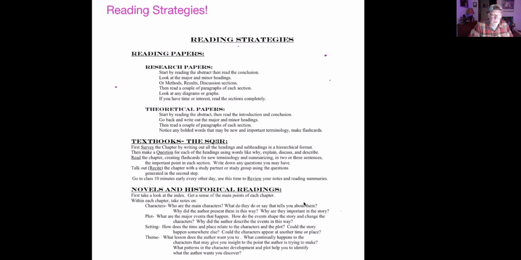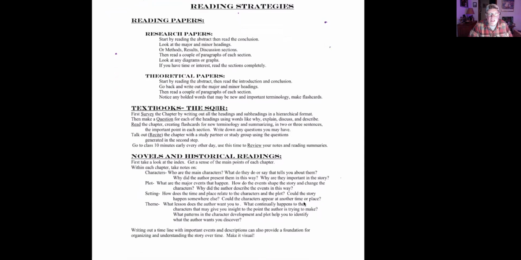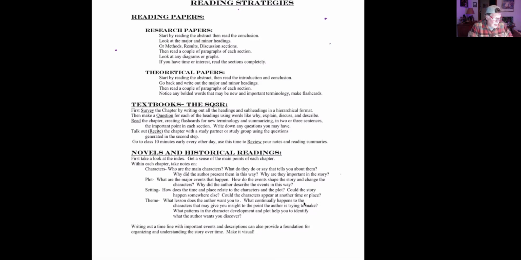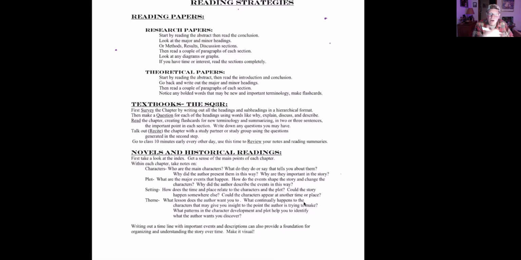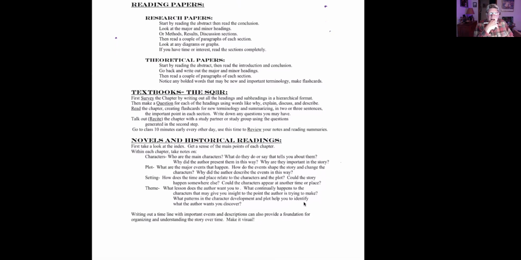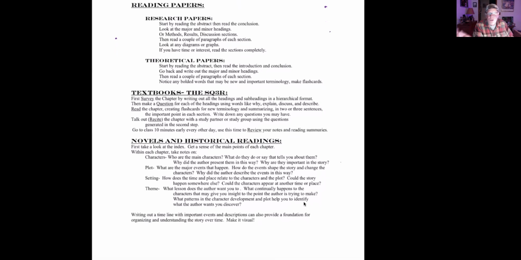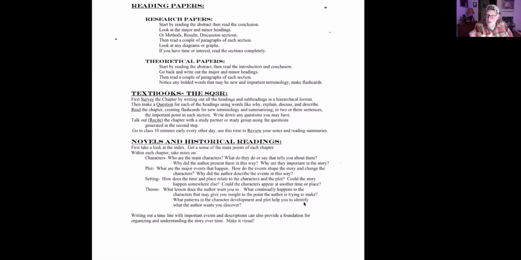Okay. The next thing that I want to talk about is the theoretical papers. They're even harder sometimes because a lot of times they don't even have sections and major headings and minor headings. If that's the case, then I would suggest reading the conclusion if you can, maybe reading a couple of sentences of each paragraph to get a sense of what they're saying. That might be helpful. Notice bolded words, important terminology, things like that. That might help you to understand the theoretical papers a little bit better. They're very tough to get through.